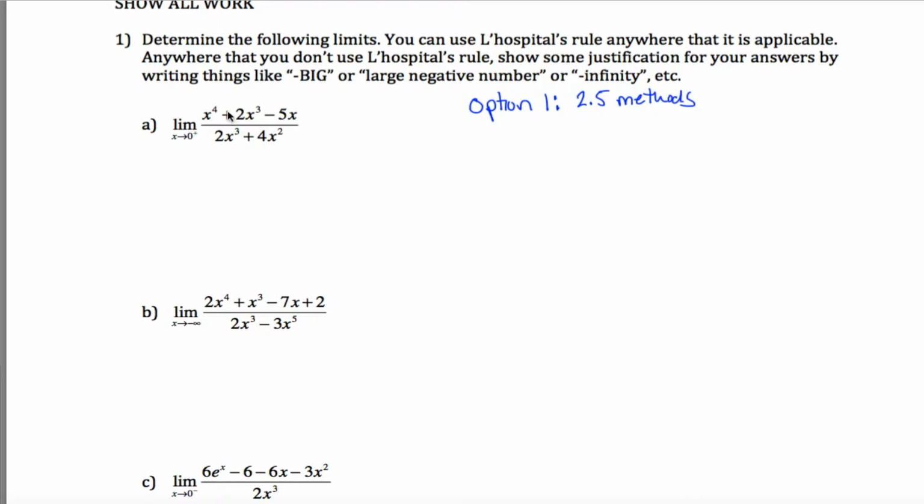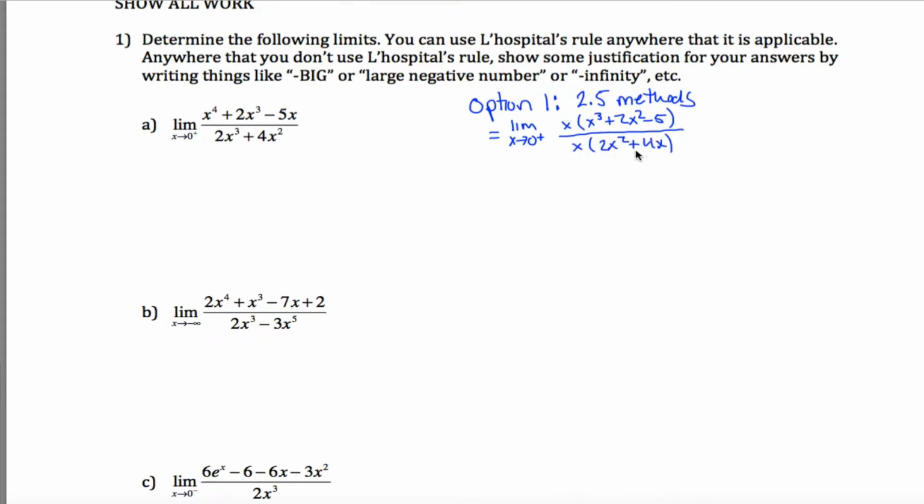And to use section 2.5 methods, you stare at this thing and you try to factor the numerator and the denominator. So you might notice that there's an x in all terms in the numerator and likewise in the denominator. So I can say that that thing is equal to the limit as x approaches 0 from the positive side of x times x cubed plus 2x squared minus 5. And we'll divide that by x times 2x squared plus 4x.